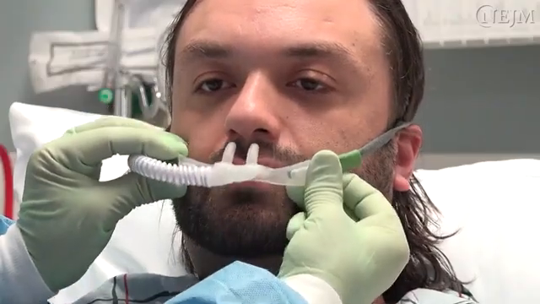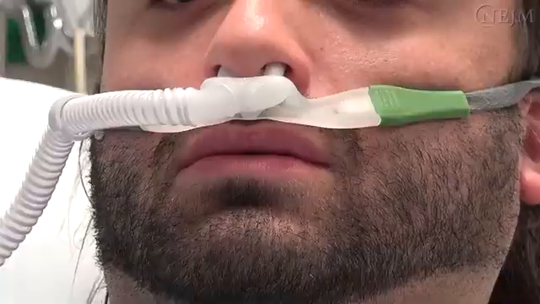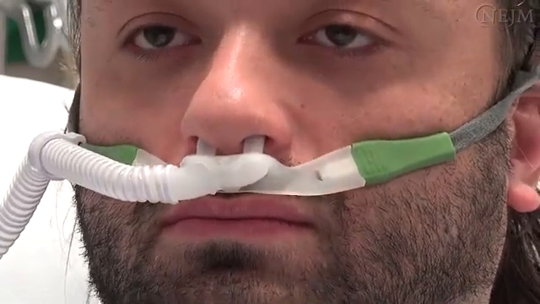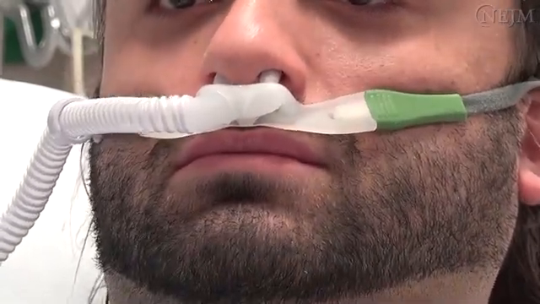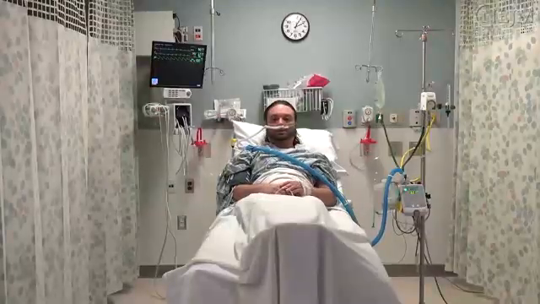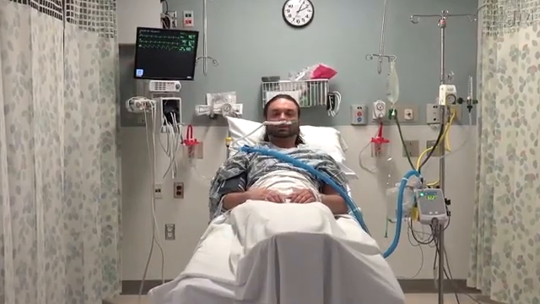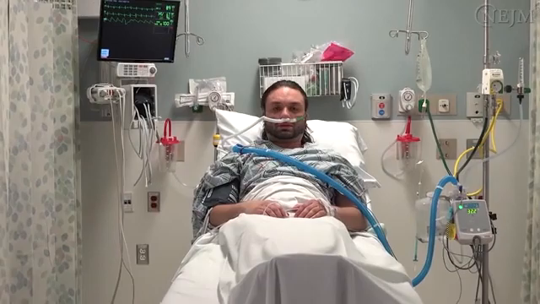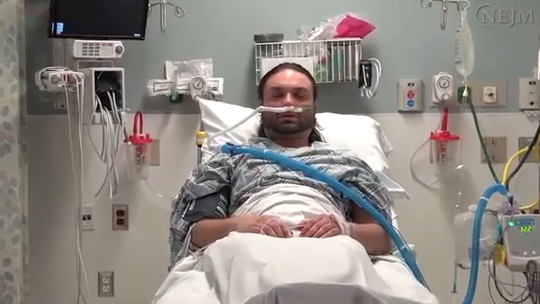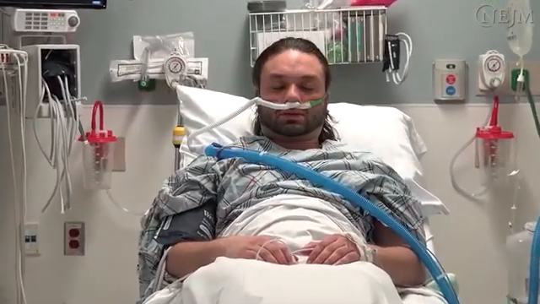Position the nasal prongs in the nostrils and secure the cannula. The prongs should not completely seal the nares. If they do, a smaller cannula should be used. High-flow nasal cannulas generate a modest positive end-expiratory pressure. Their use may result in a decrease in atelectasis and an increased functional residual capacity.